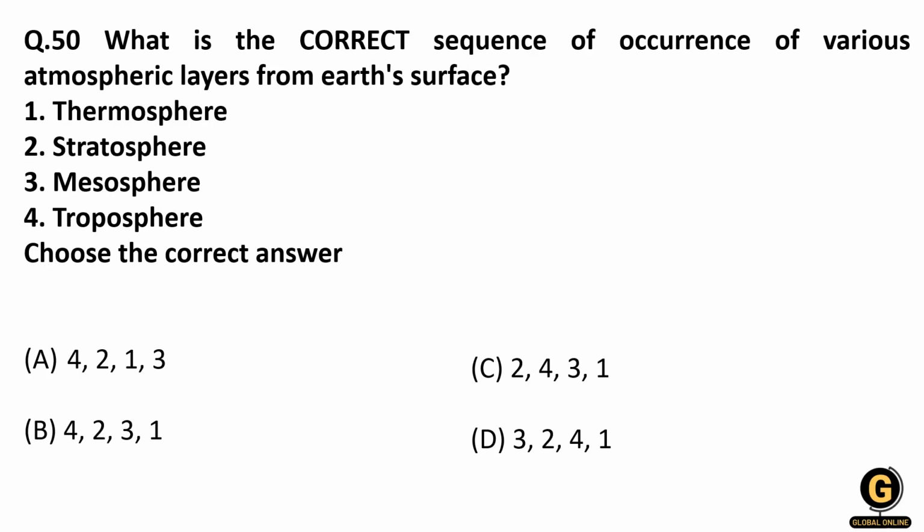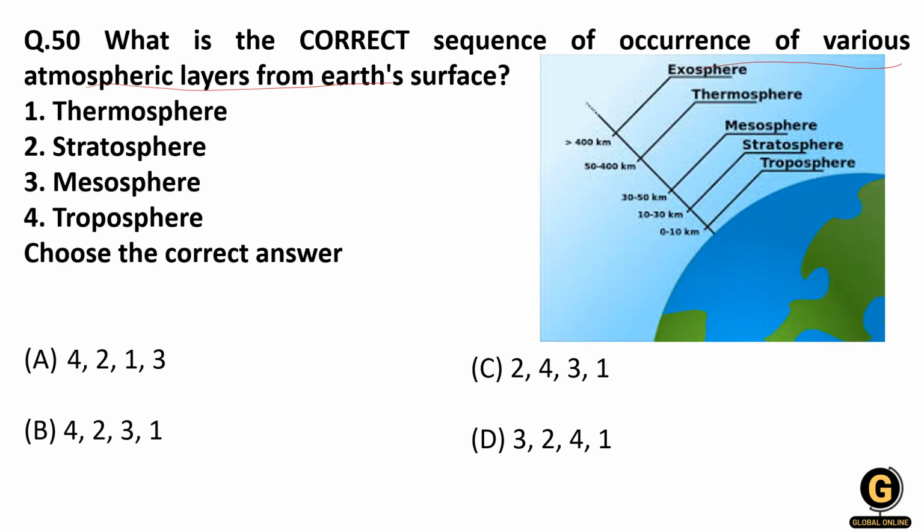What is the correct sequence of occurrence of various atmospheric layers from the Earth's surface? So remember, students, you have to remember these 5 layers of Earth's atmosphere and their kilometers, right? Their distance from the Earth. So what are these 5 layers? First is troposphere, and it is 0 to 10 kilometers. Then you have stratosphere, second, which is 10 to 30 kilometers. Then third is mesosphere, and it is 30 to 50 kilometers.